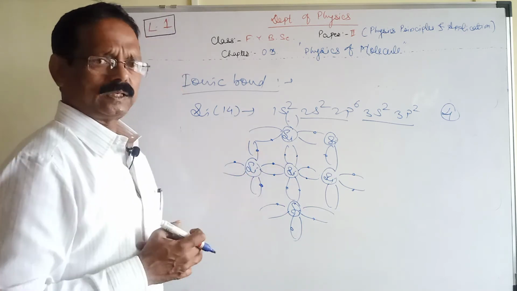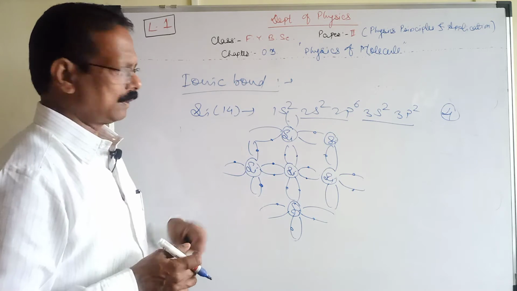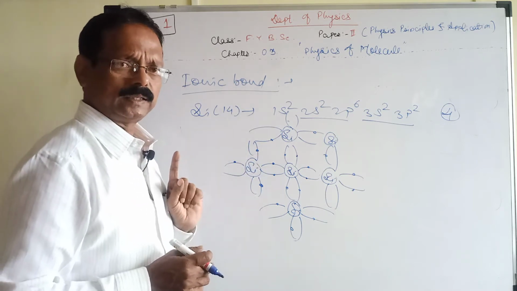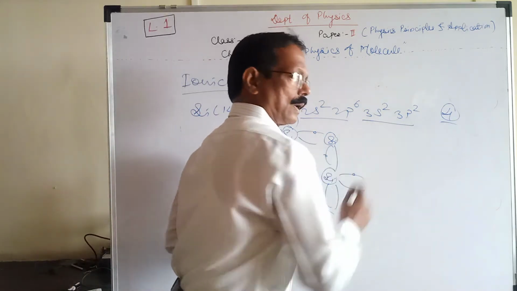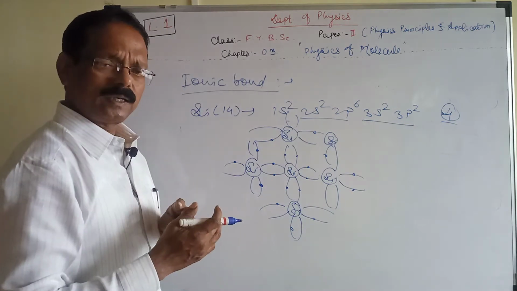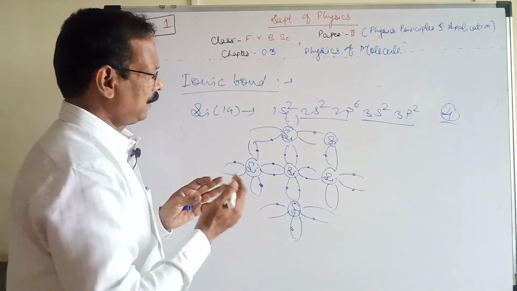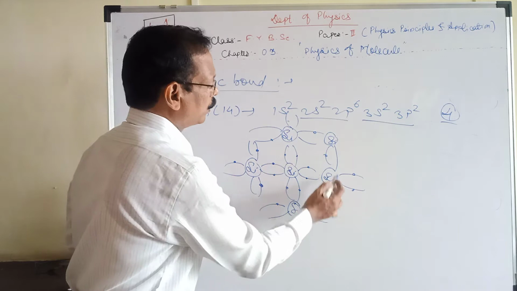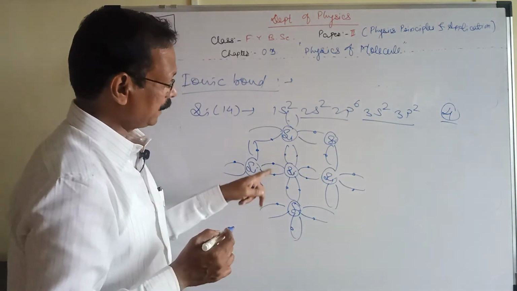Now, to complete the octet here, we require 4 electrons. Silicon has 4 electrons in the outermost orbit, so the valence electrons are 4. Now what happens here? Silicon collects 4 electrons from the neighboring 4 silicon atoms, so its octet is completed.